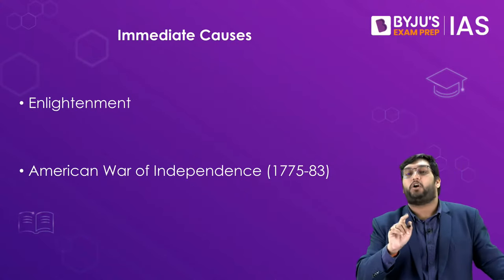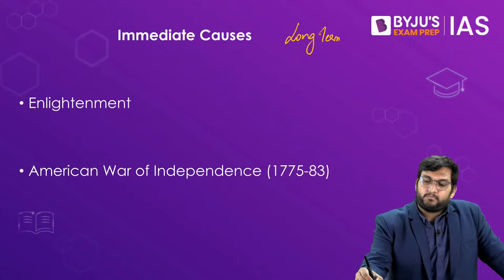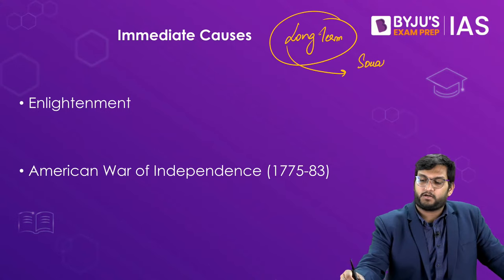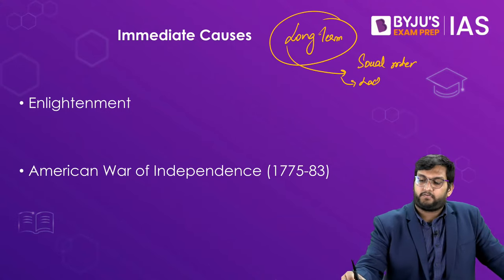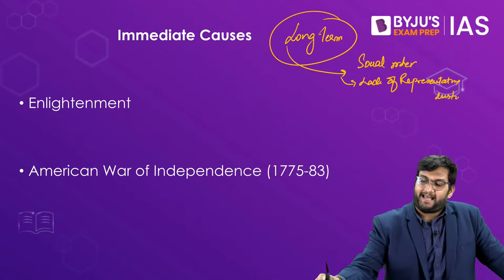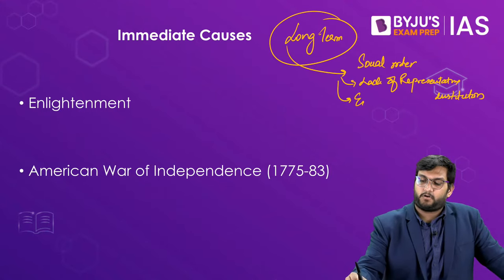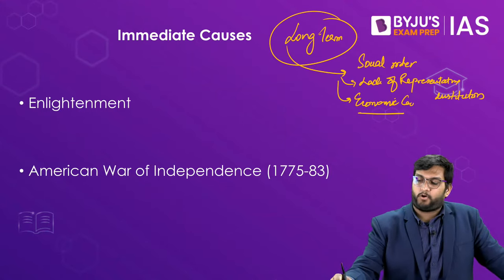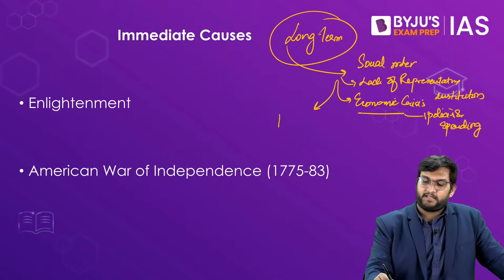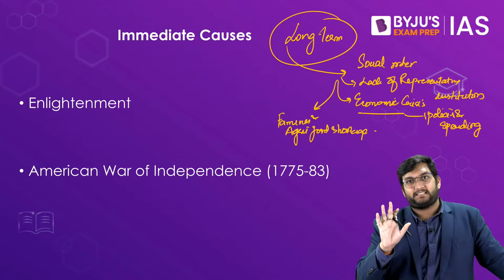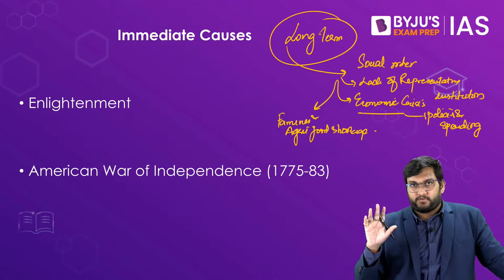Now, what are the long-term causes then? Long-term causes would be nothing but the social order, the lack of representative institutions. Add to it the fact that there is an economic crisis because of the policies and spending. You don't have to go into too much detail on this policy and spending. And over and above that, there are famines and agricultural food shortage. Now, this is standard. Now, the point is, this was there for a very long time.